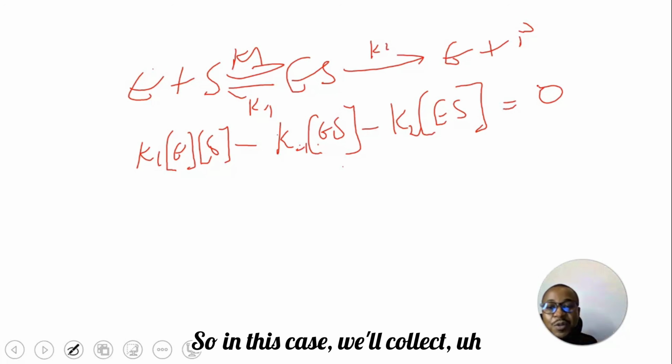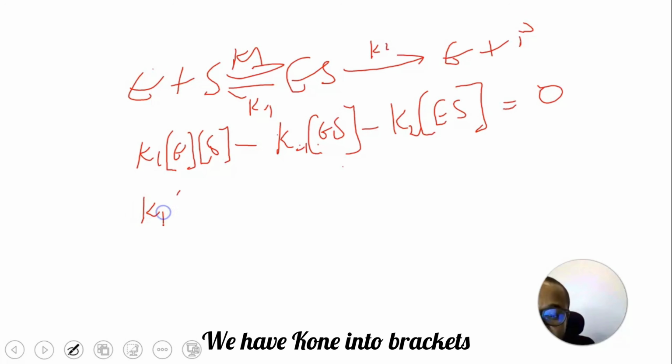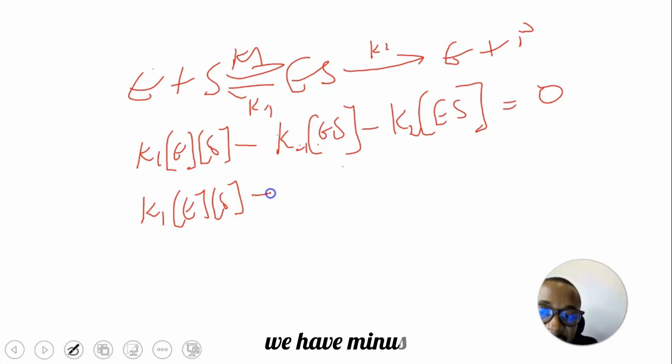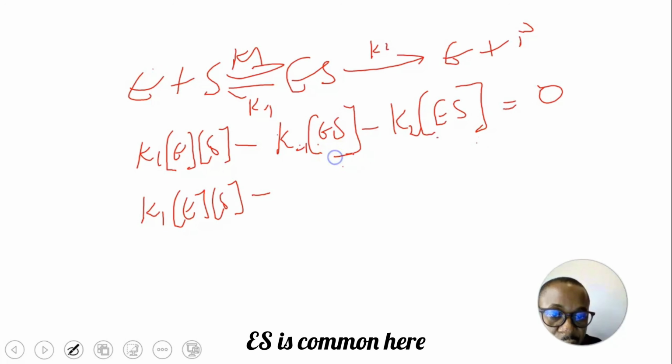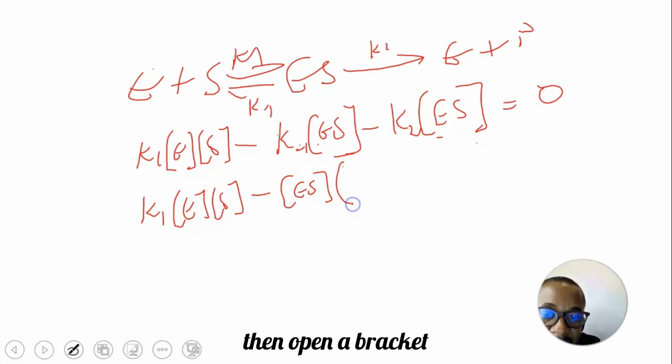So in this case, we'll look at the equation again. We have K1 times E times S. Then in this case, we have minus. ES is common here, so we'll pick one ES, then open a bracket: K minus 1 plus K2.